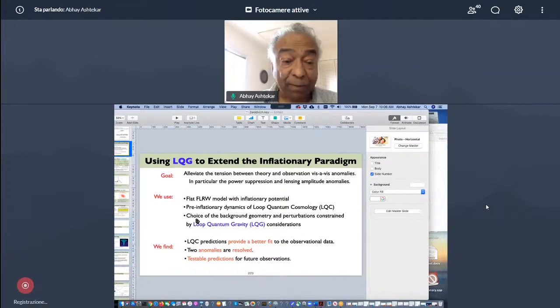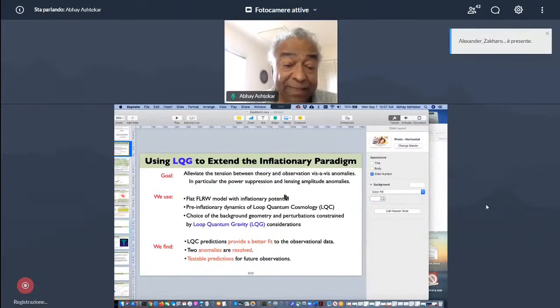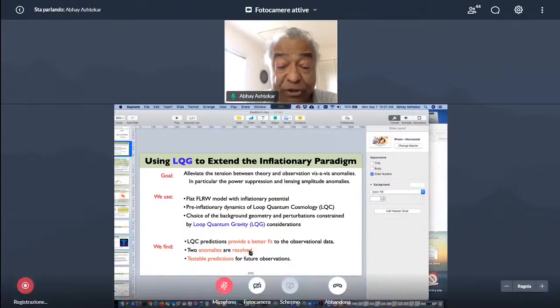And there's a proposal that has been made for the choice of the background geometry, that is to say, what will substitute the Friedmann-Lemaitre-Robertson-Walker model, but the quantum analog of the geometry, and for the cosmological perturbations, which propagate on this geometry. And what we'll do is to constrain the choices of the background quantum geometry and the state of the perturbations using loop quantum gravity considerations. And what we find is, when we have done all these things, then we can calculate the observable predictions, and we can see that the loop quantum cosmology predictions provide a better fit to the observation data. In particular, two of the anomalies are naturally resolved, and there are also testable predictions for future observations.